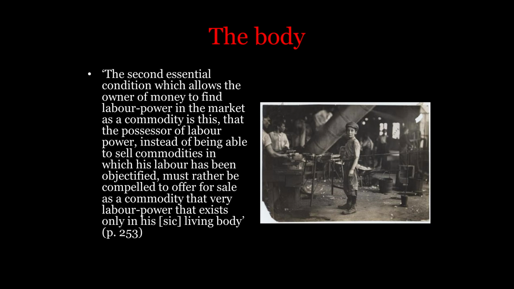The second essential condition, Marx writes, which allows the owner of money to find labour power in the market as a commodity is this: the possessor of labour power, instead of being able to sell commodities in which his labour has been objectified, must rather be compelled to offer for sale as a commodity that very labour power that exists only in his living body.